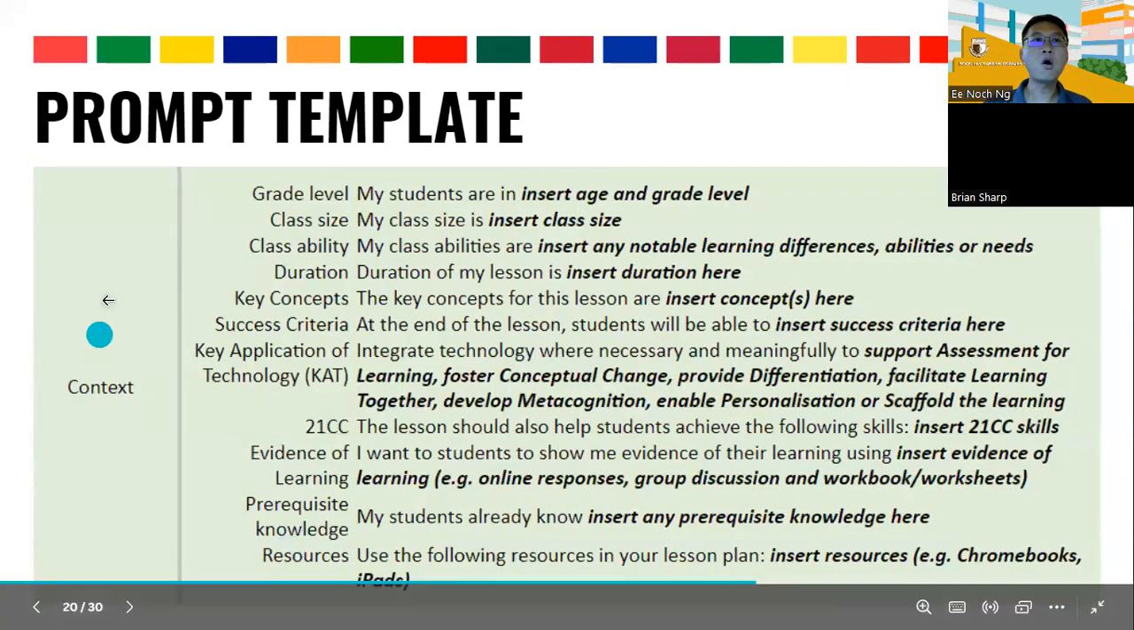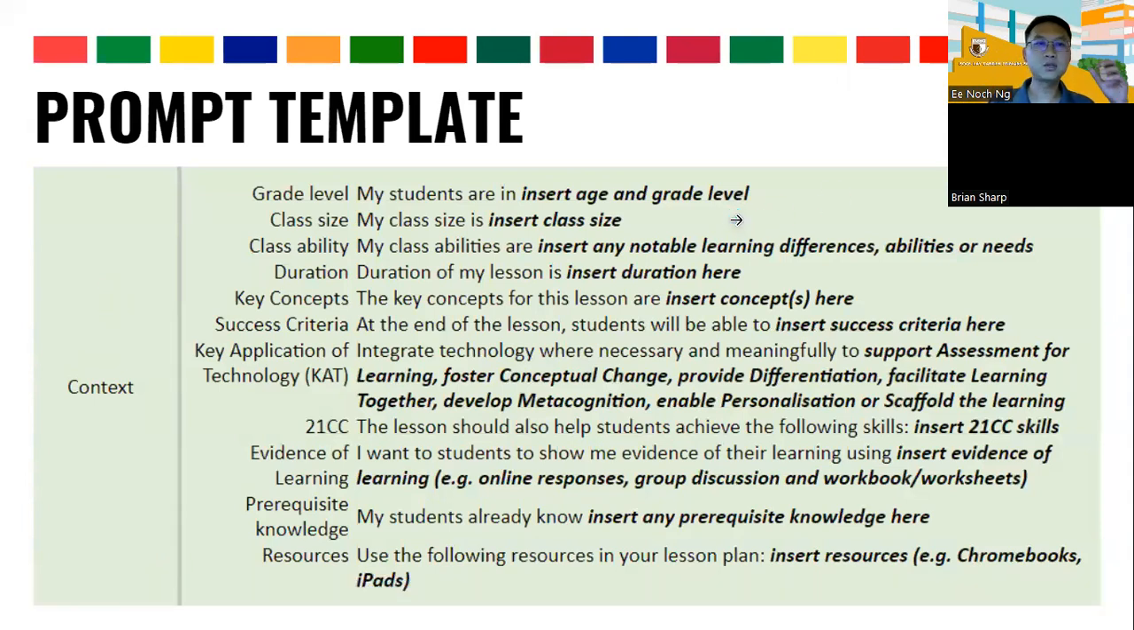Next, more context. All right, so you can see a lot of context. This is where it's the nitty-gritty, the details. So grade level, the class size, ability, the duration, the key concepts, success criteria. In Singapore, we use a lot of success criteria and we share the success criteria with our students. If you're not sure what success criteria is, please do find out. There is a bit of difference between success criteria and the concepts. Success criteria is more of the student's language.